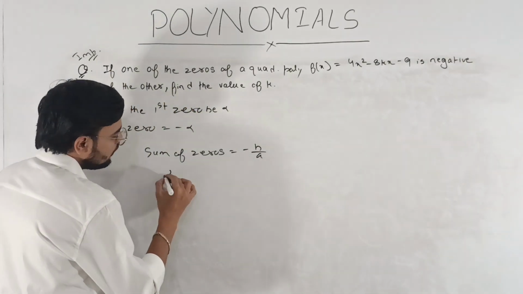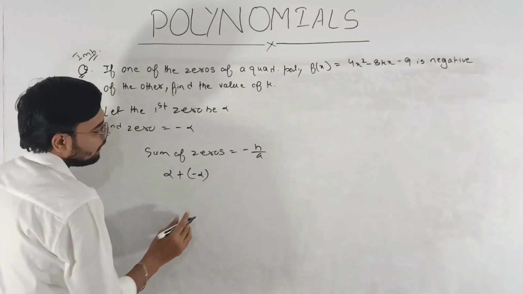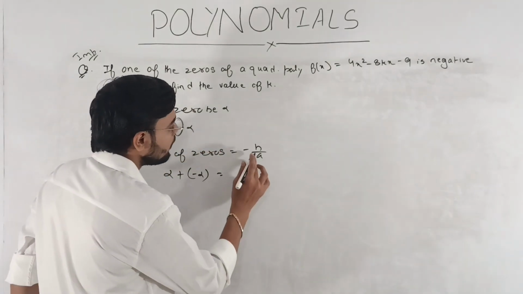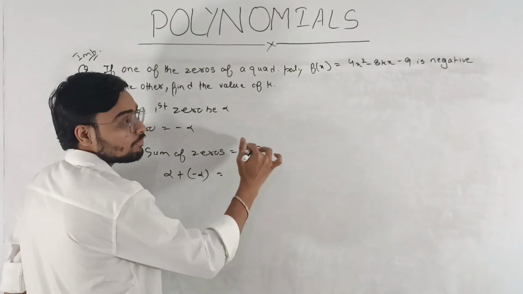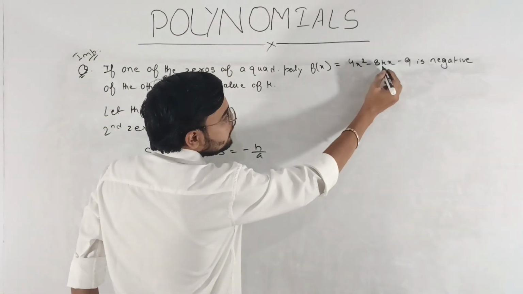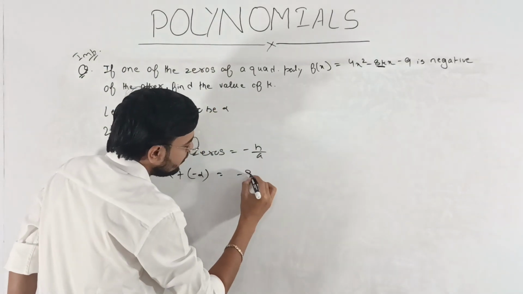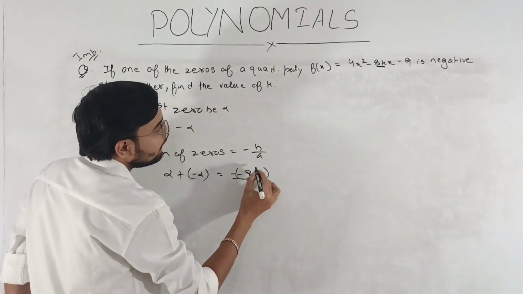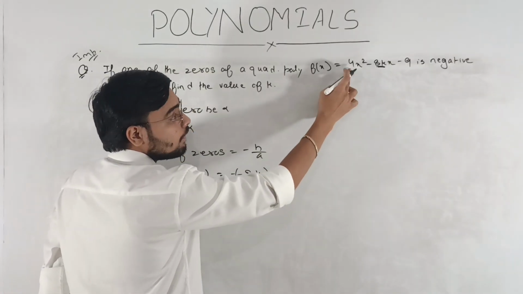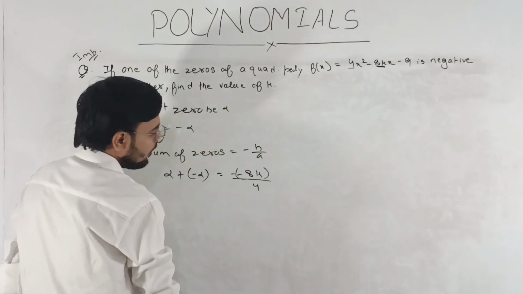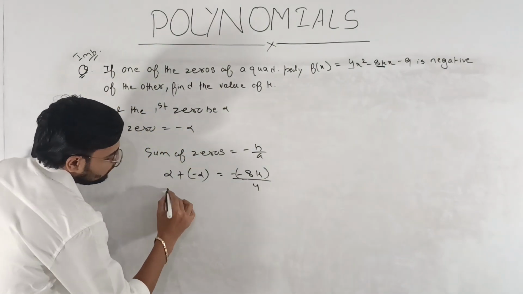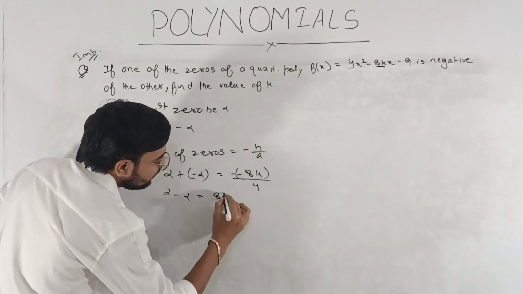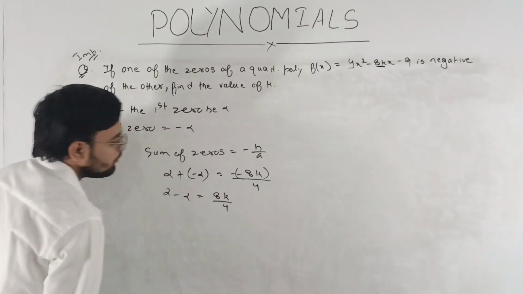Okay, now the sum of zeros means alpha plus minus alpha. The second is minus alpha, the first is alpha, so alpha + (-alpha) equals -b/a. Here b means the coefficient of x, which is -8k, and a means the coefficient of x², which is 4. So alpha minus alpha is equal to, changing the sign of -8k, 8k by 4.